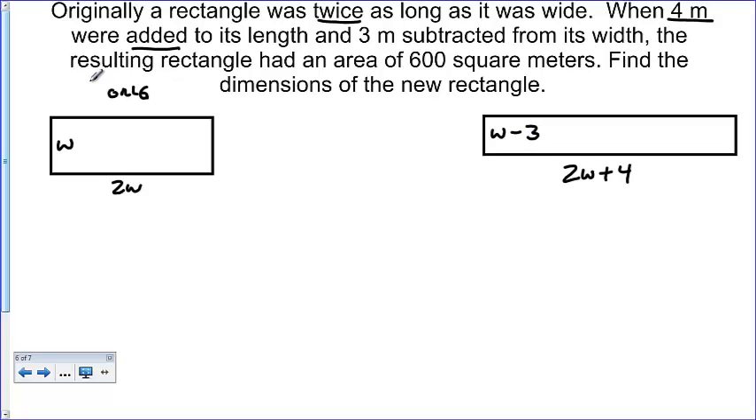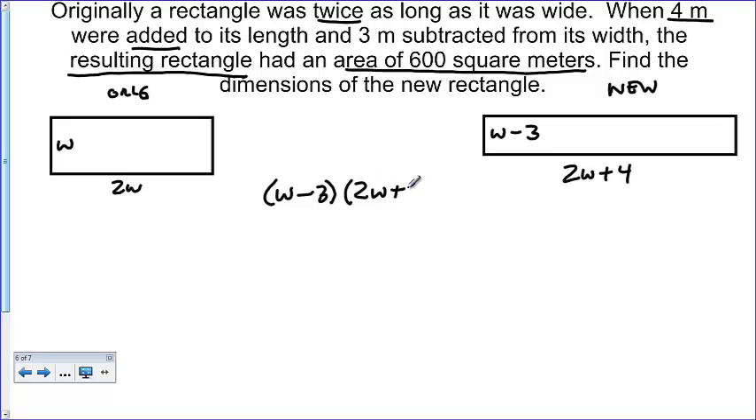And it says the resulting rectangle, this new rectangle, has an area of 600 square meters. Now remember, area is length times width, so we'll take this new rectangle over here, and the equation will be w minus 3 times 2w plus 4, that's length times width, is 600 square meters. Now let's solve this for w. Let's clean up the left.